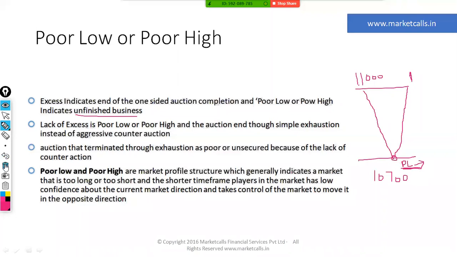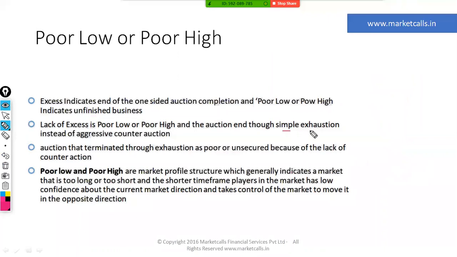Maybe price will get revisited over there. So it's one form of an exhaustion. And we call that an unsecured low because it is not a properly auctioned market. So price again comes back to revisit those price levels to complete the auction.